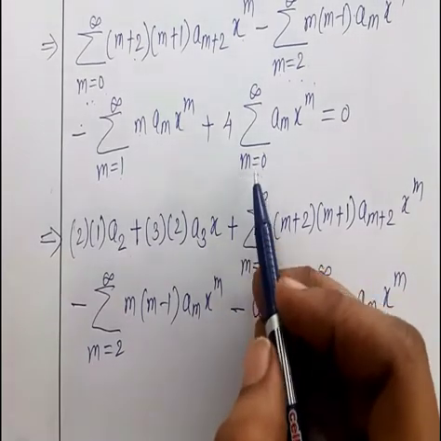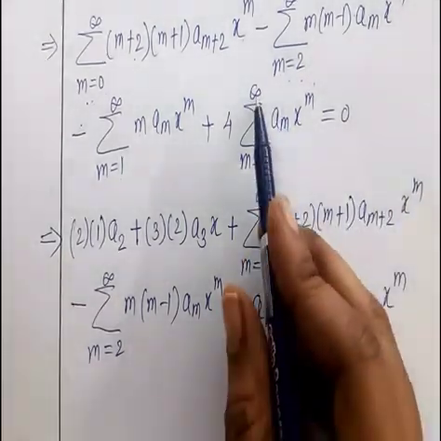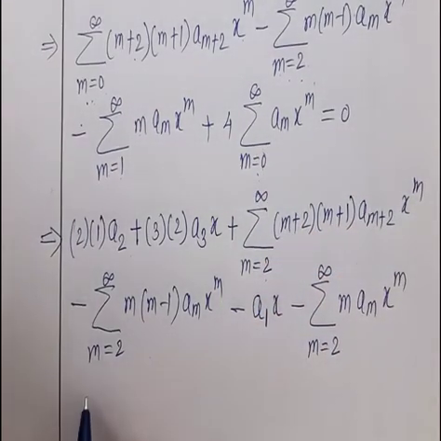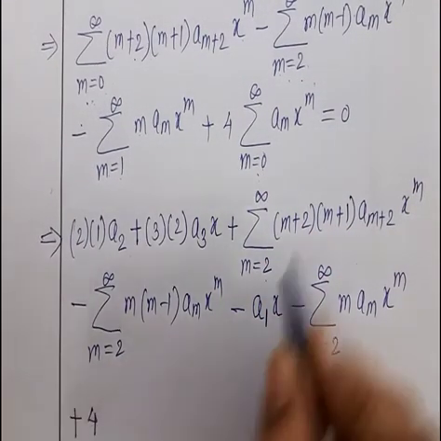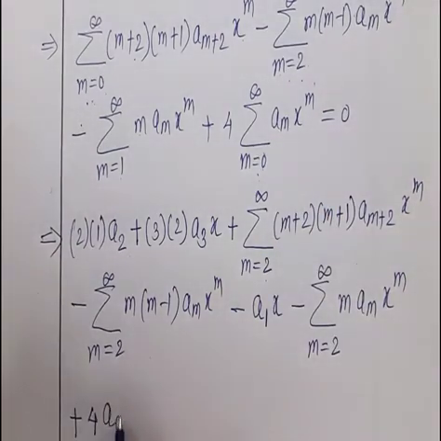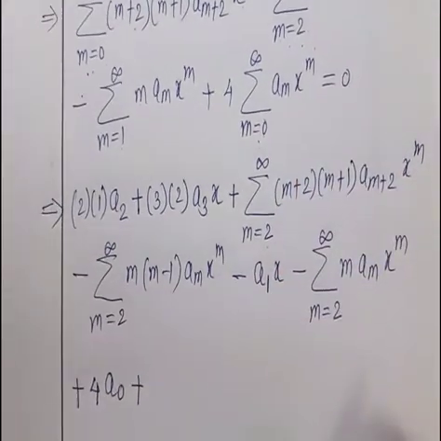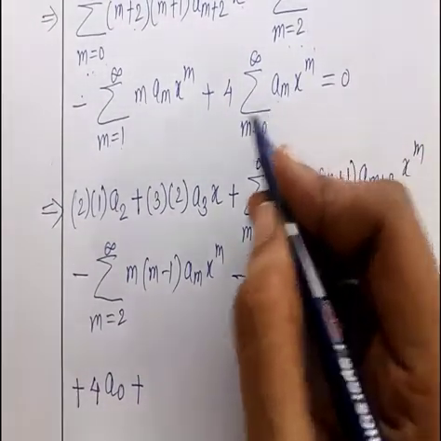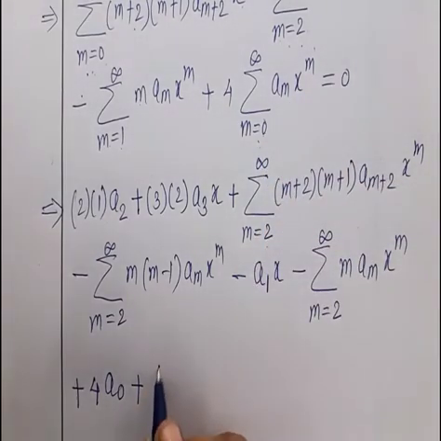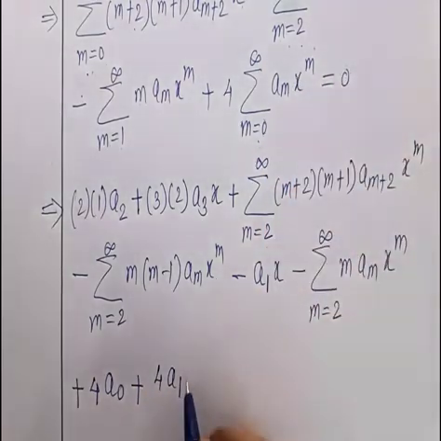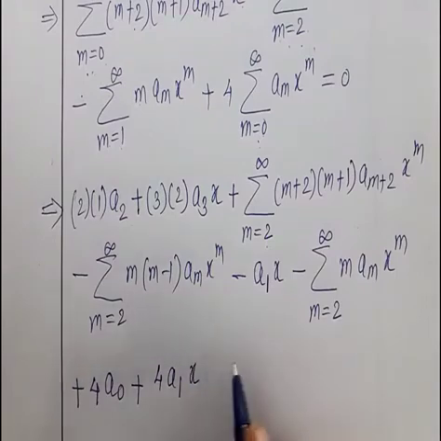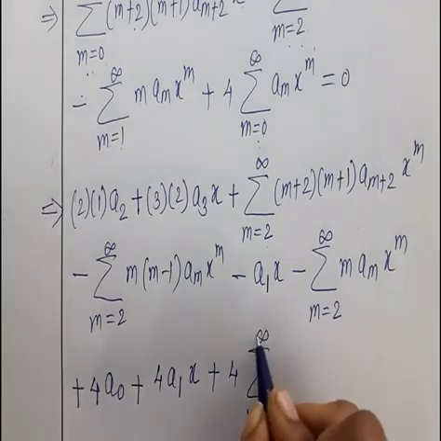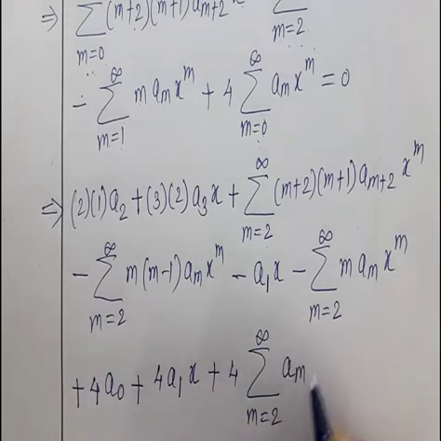And the last term, which is 4 into summation m equals 0 to infinity, again we convert from 0 to infinity into 2 to infinity. So it becomes plus 4 times: put m equals 0, so it is a_0, x to the power 0 is 1, plus m equals 1, 4 times a_1 x to the power 1, which is x, plus 4 times summation m equals 2 to infinity of a_m x to the power m, equal to 0.